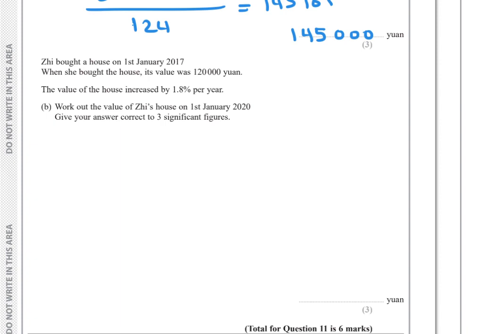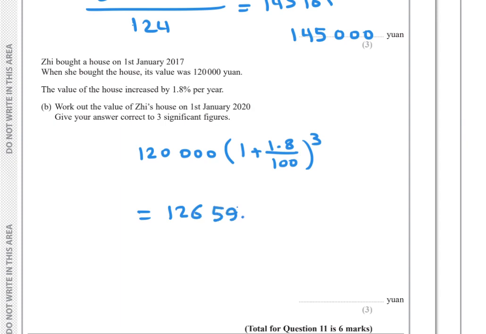So now, the old value 120,000 times (1 plus 1.8 over 100) to the power 3 equals 126,597 to the nearest unit. Now to 3 significant figures, 127,000.